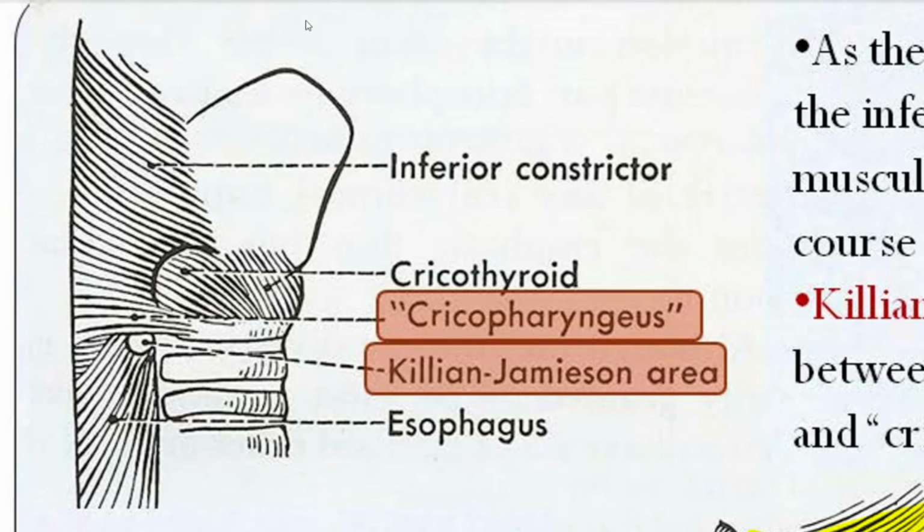And in this view, you can take a look that we have another type of diverticulum which can be found, and it is known as the Killian-Jamieson diverticulum. Now, the Killian-Jamieson diverticulum is an outpouching from the lateral wall of the proximal cervical esophagus, and the Killian-Jamieson diverticulum is very rare as compared to that of the Zenker's diverticulum.